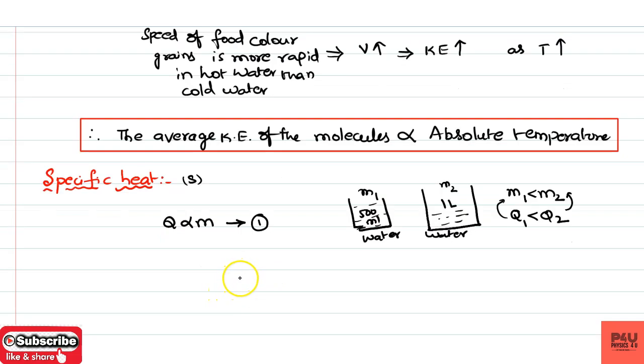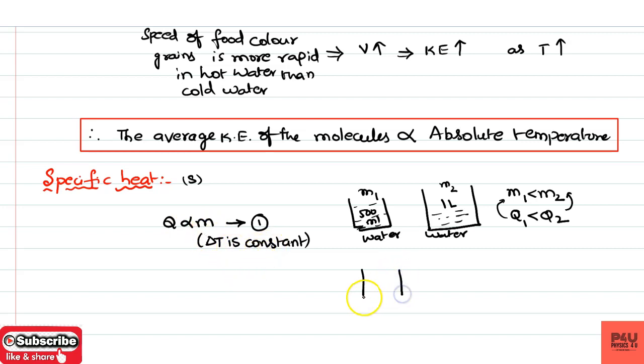And similarly, rise in temperature. When you are taking this one, here delta T should be constant. Delta T is constant, that means we are not going to change the temperature here. When you are giving the constant flame, heat energy required is directly proportional to mass m, because delta T is constant here.